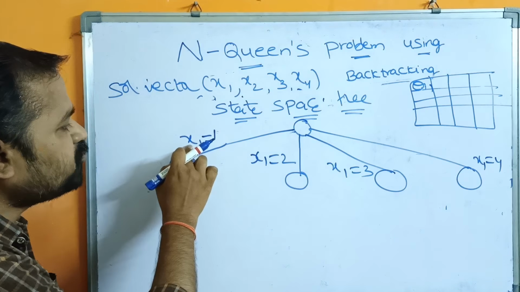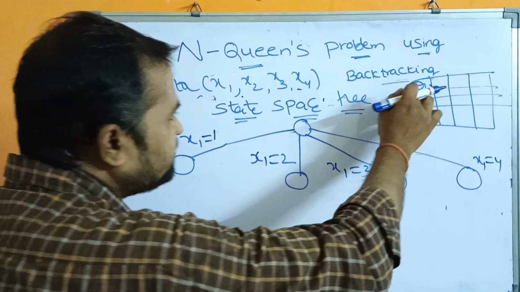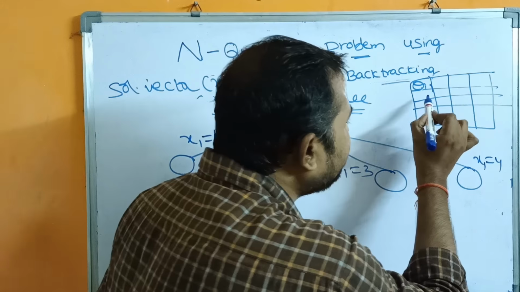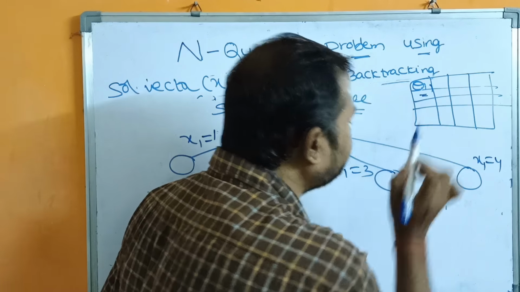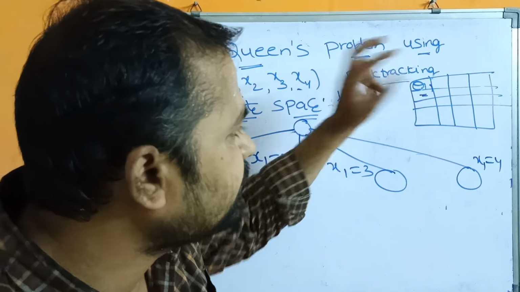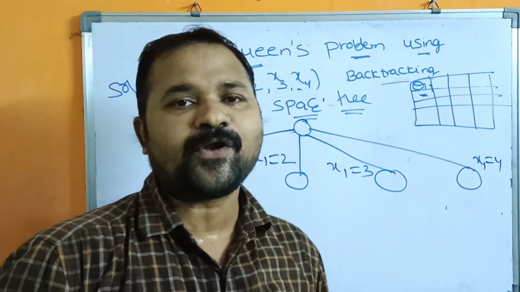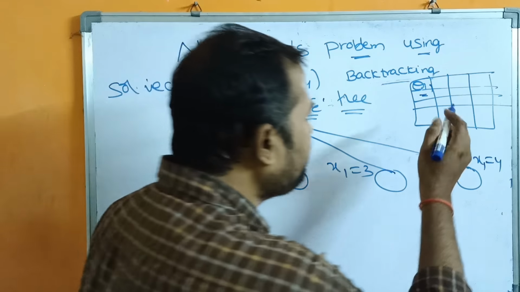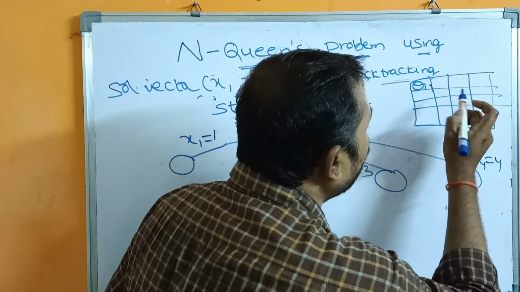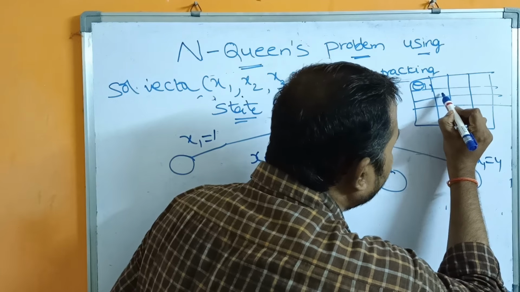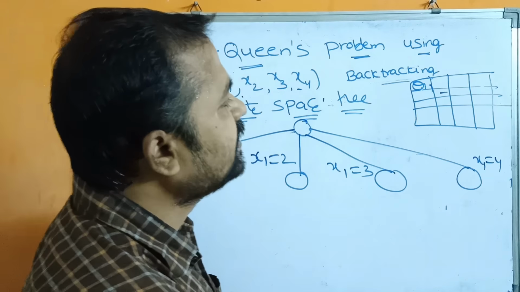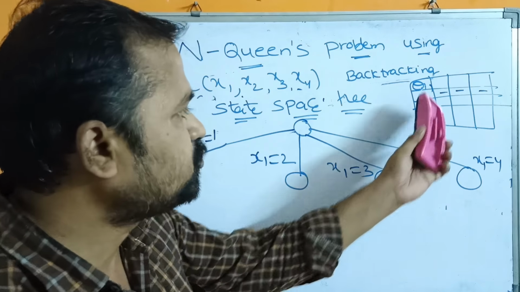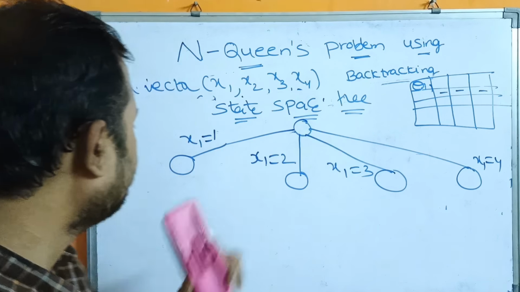Next, let us assume that Q1 is placed in the first row first cell. Next, where can we place Q2? Here it is not possible to place Q2. Why? Because these two are in the same row. Here we are not checking any condition, blindly we are drawing the diagram. So we can place queen 2 either in second row second cell, or second row third cell, or second row fourth cell. So totally three possibilities are there for x2.